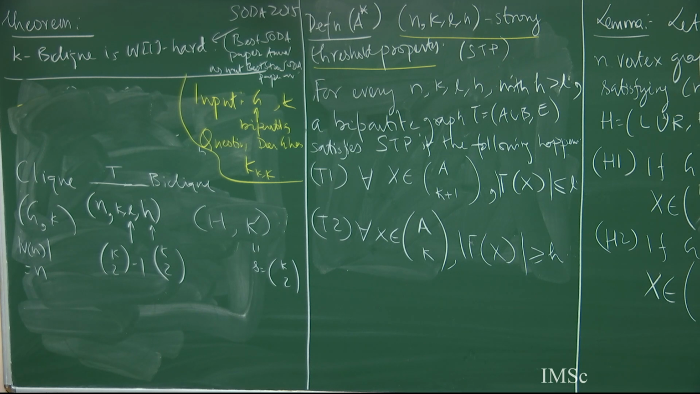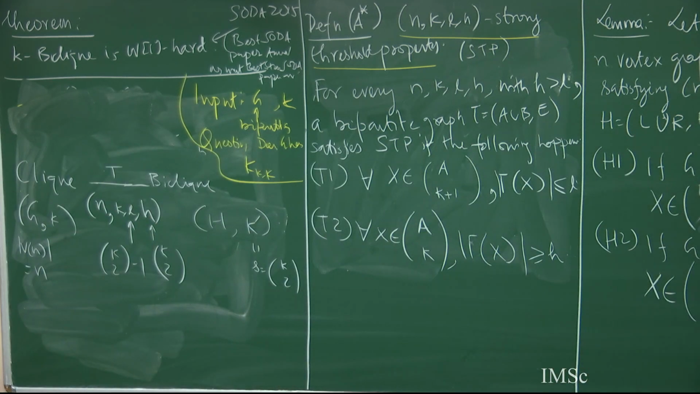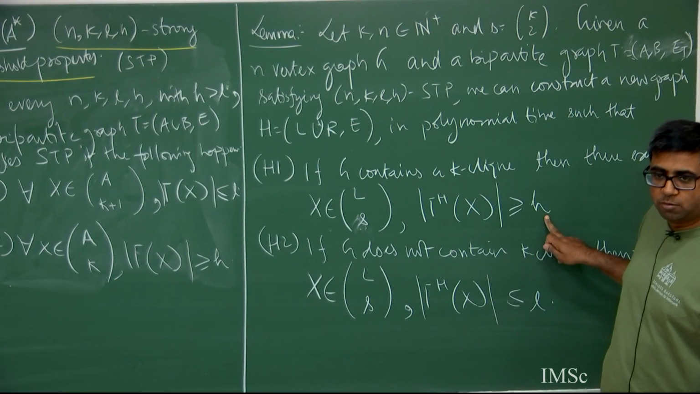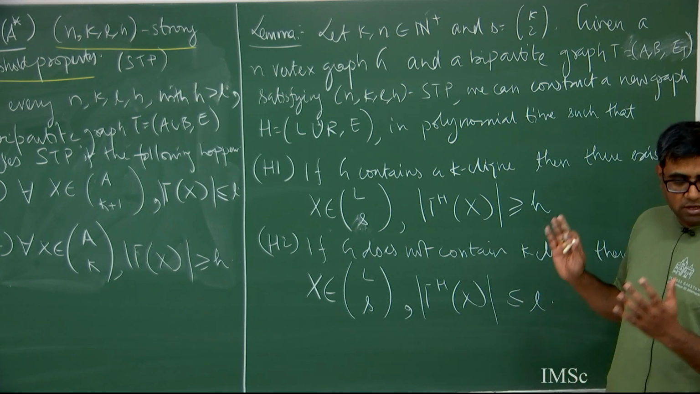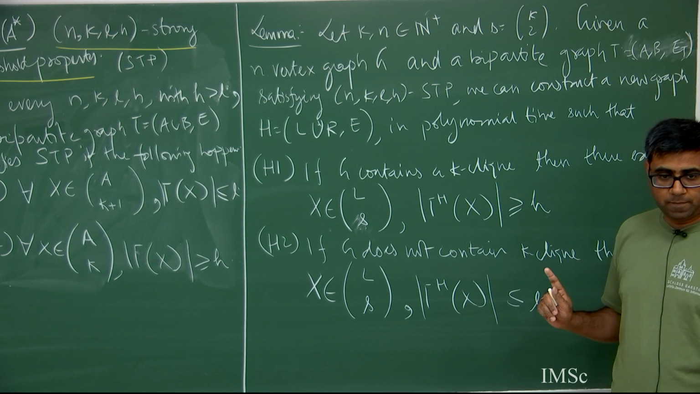Why? If G has a k clique, right? If G has a k clique, then look what happens. Then there exists an X in A choose k choose 2 such that it has at least how many common neighbors? k choose 2 common neighbors. Right? So I'm getting a complete bipartite graph on k choose 2 vertices.